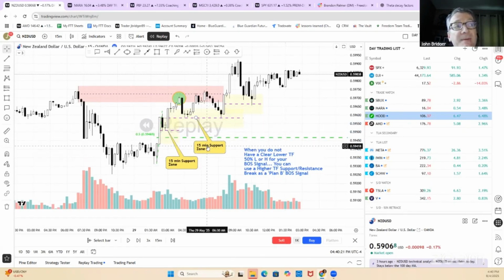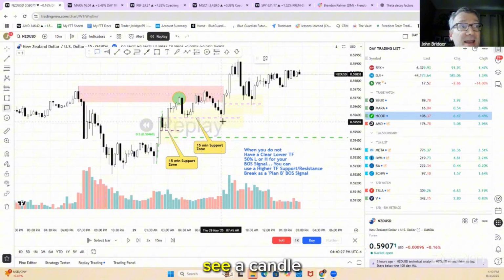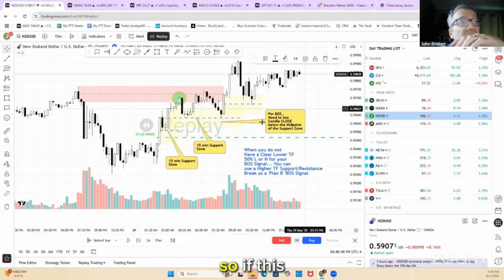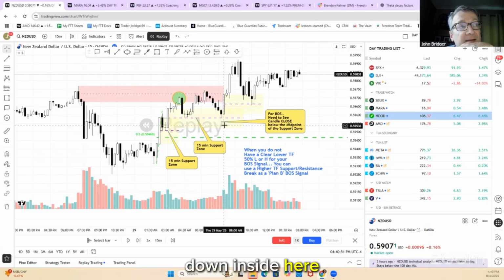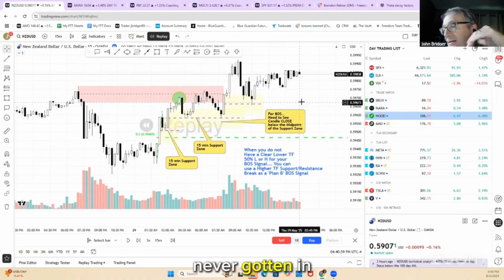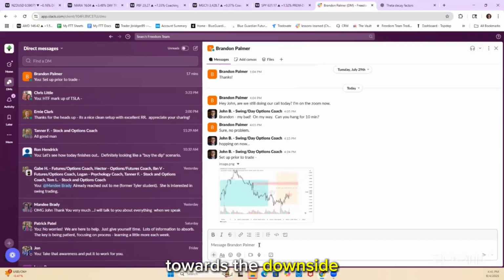So what would need to happen for you to say I've got a break of structure, I'll note this here, is you need to see a candle close for the structure. See where I'm going? If this had closed down inside here, that would give you a sign that there's at least some pretty good evidence that sellers are now in control. Since that never happened, you'd have never gotten in this trade. So basically, I'm not looking for the formation towards the downside. I'm looking for the break of structure toward the upside. I'm looking for the market going toward my zone to be broken in that direction, that I want.